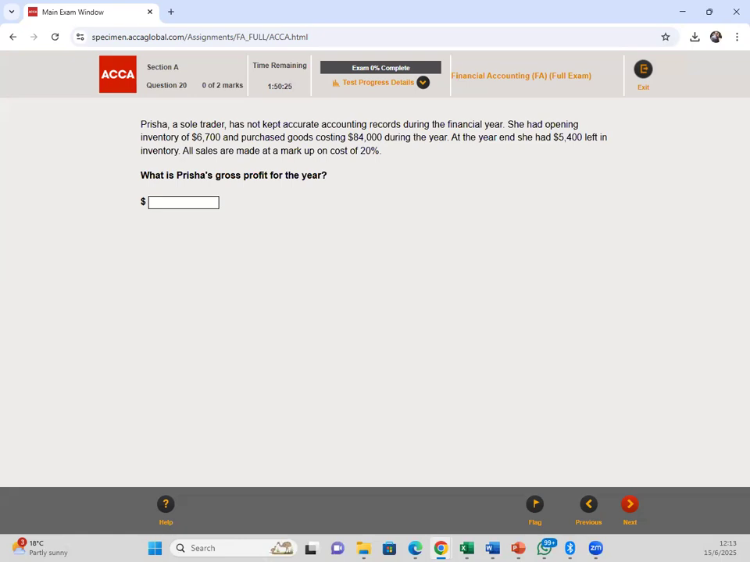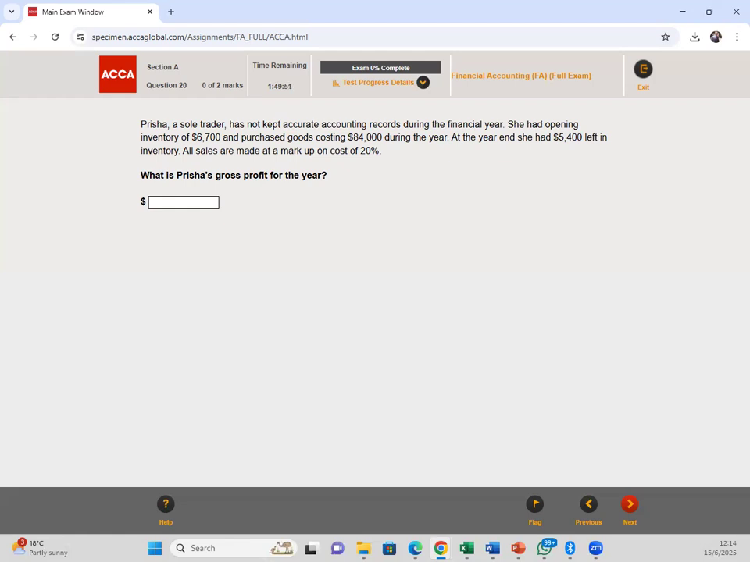Let's proceed. Prisha, a sole trader, has not kept accurate accounting records during the financial year. She had opening inventory of 6.7 and purchased goods costing 84,000 during the year. At the end, she had 5,400 left in inventory. All sales are made at a markup of 20%. What is Prisha's gross profit for the year?